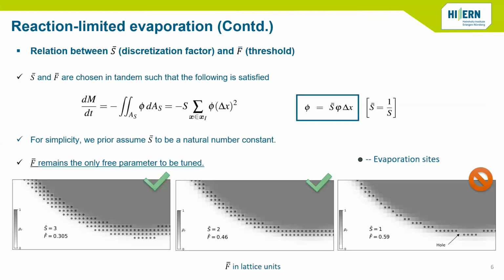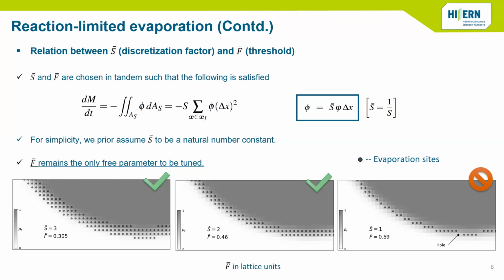So it's quite obvious that the threshold parameter that selects the sites at the interface and the discretization parameter are connected. In fact, they have to be chosen together in tandem. This is the equation I showed you earlier. The threshold basically changes the sum, that is the amount of evaporation sites you select at the interface, right? And this is the discretization factor, which you must also choose so that this side becomes equal to that side. This is what we're trying to do here in this case.